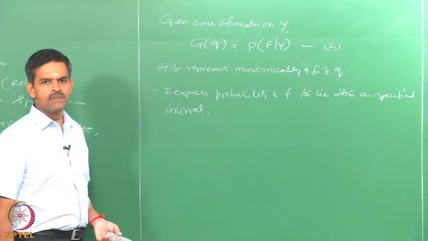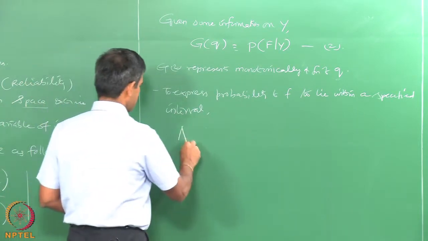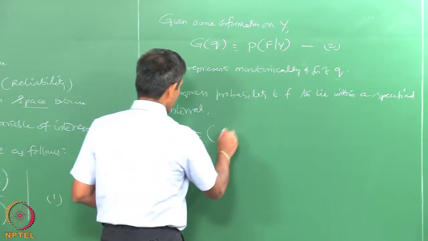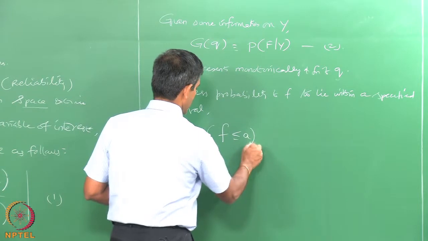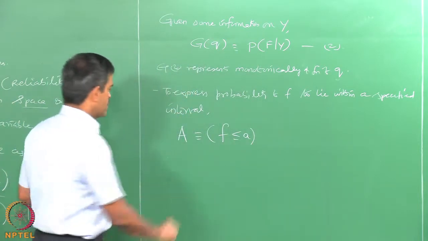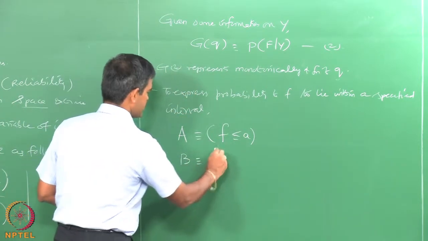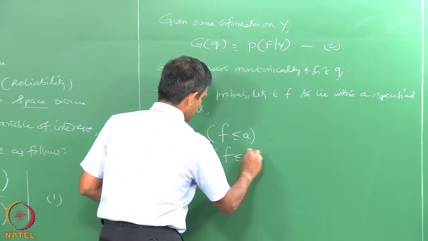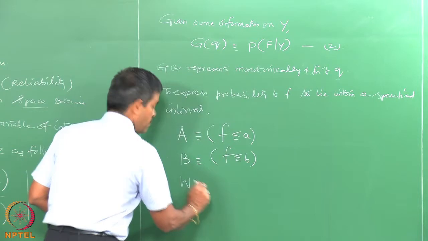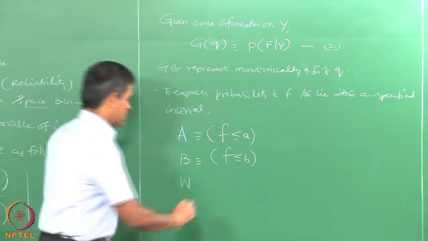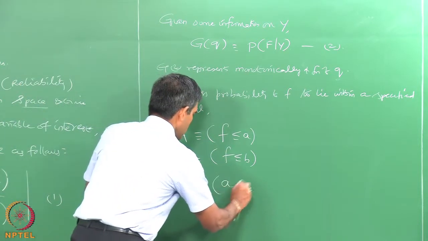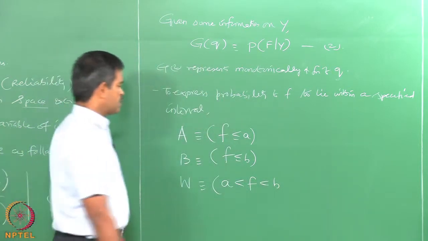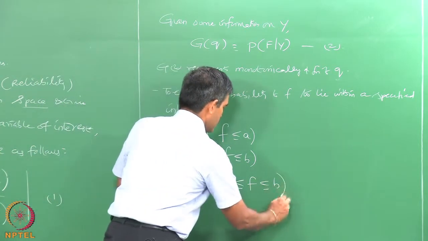We can write that a can be expressed as less than a, let b be expressed as less than b, and hence w can be expressed as an interval of a less than f less than b. To be very specific, we can even say this way.